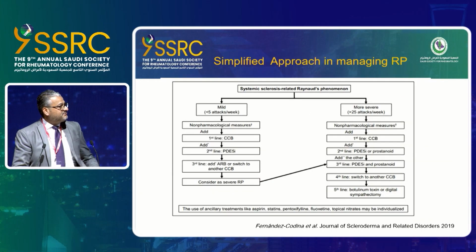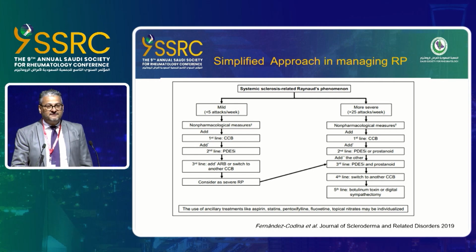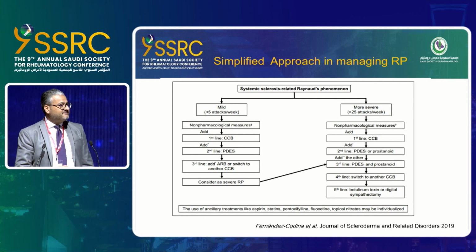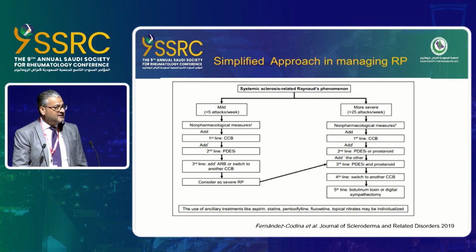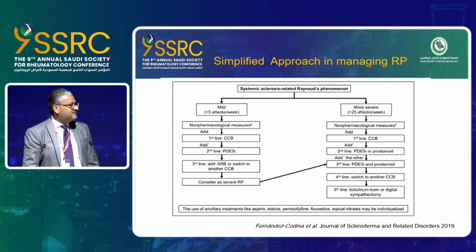And this is a very simplified approach. I think it's very useful to use in the clinic. It depends on the number of attacks. If it's less than 5 attacks, you go to the left side. You start with a calcium channel blocker. You add a PDE5 inhibitor, then you add an ARB.